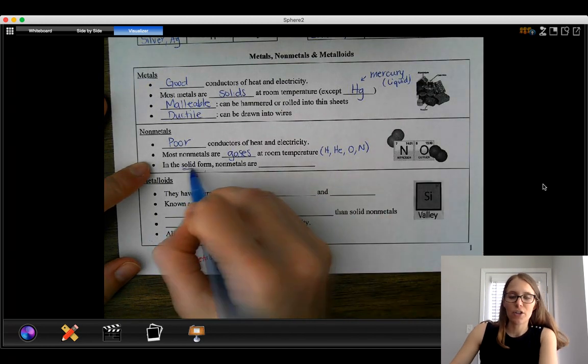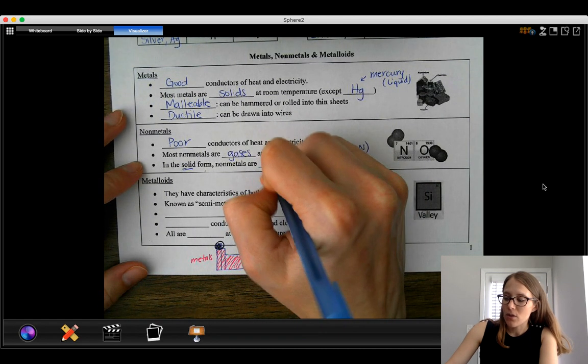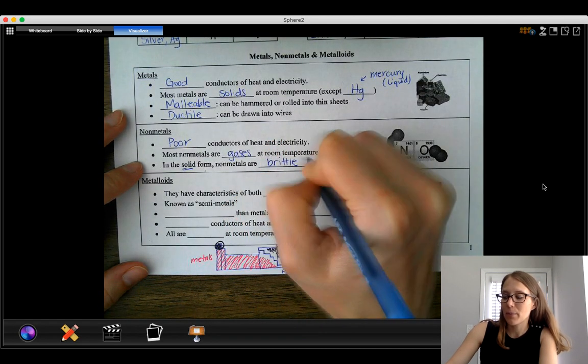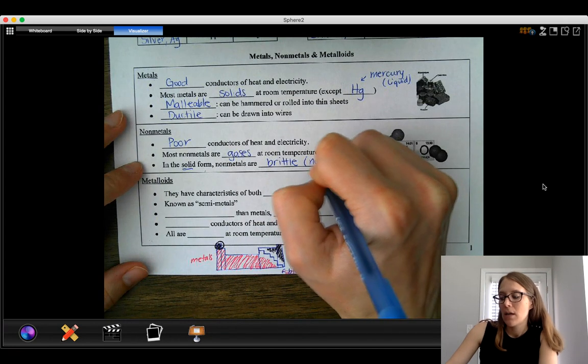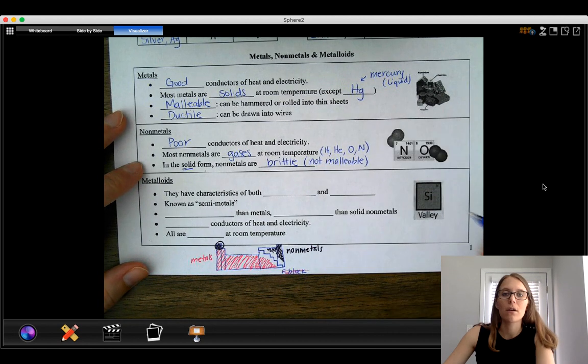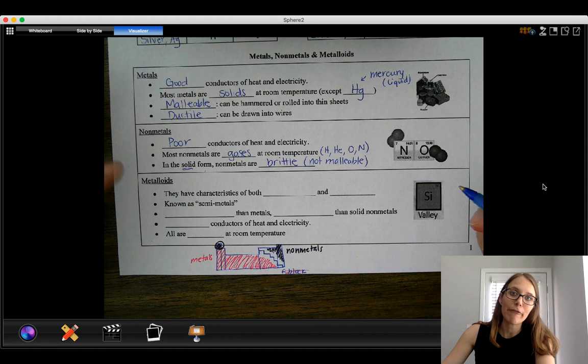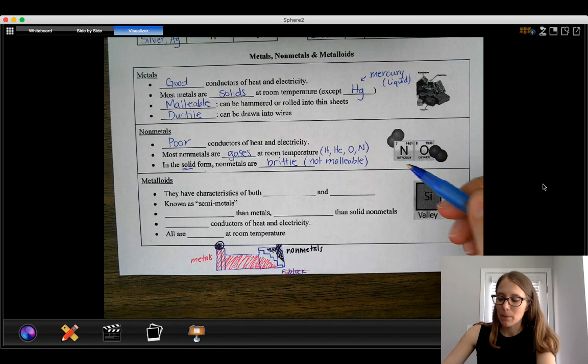When they are in their solid form, for example, pencil lead, nonmetals are what is called brittle. And brittle just means that it's not very flexible. It's not malleable. And if you try to stretch or bend or fold your nonmetal, it's going to snap. So picture a piece of aluminum foil. You can bend it and fold it. If you picture your pencil lead and you try to bend it or fold it, it's going to snap.